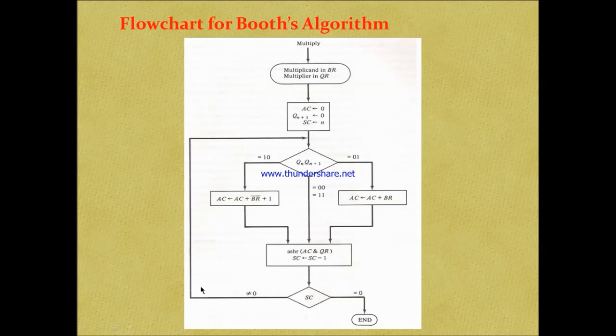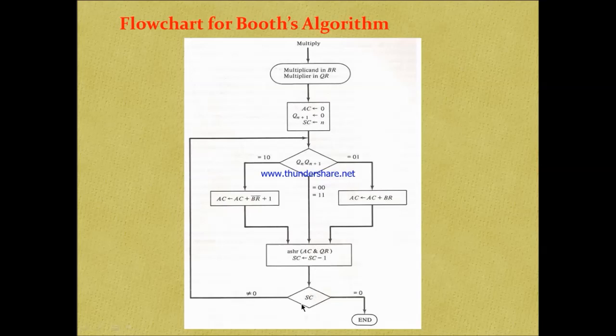Now if it is not equal to 0, we will go again here and check the Qn and Qn plus 1. Suppose in this case it is 1 0. If it is 1 0, then we will go in this direction, and here we see that it is the 2's complement addition. That means it is a subtraction, AC plus BR bar plus 1. BR bar plus 1 is nothing but the 2's complement of the BR. So this is the 2's complement addition, ultimately the subtraction. After subtraction the result will be stored in the AC, and then we will go here and again right shift the AC and QR, and again decrement the sequence counter.